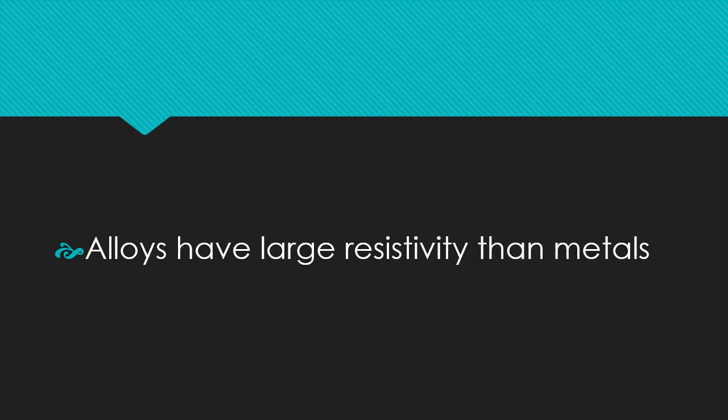Resistivity of an alloy is generally higher than the resistivity of its constituent metals. Alloys have high resistivity and they do not oxidize or burn readily at high temperature. For this reason, they are commonly used in electrical heating devices like electric iron, electric heater, toasters, etc. Tungsten is used as filament of electric bulb.